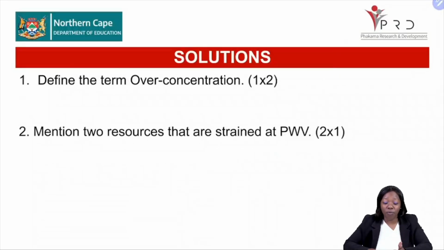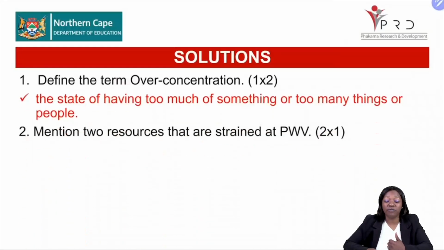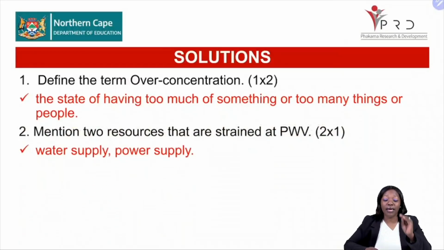Welcome back. I hope we are all done. So looking at our first question, where we're supposed to define what over concentration is, we are talking about the state of having too much of something or too many things or people in one area. Then secondly, you mentioned two resources that are strained in PWV. We're talking about water supply as well as power supply, or one might say electricity supply. It's also one thing. So those are the two resources that are overly strained in PWV.